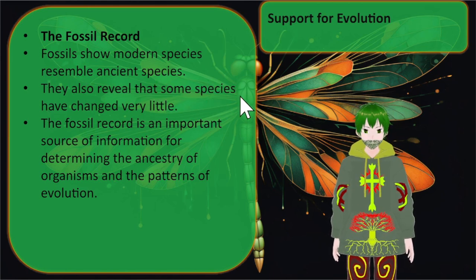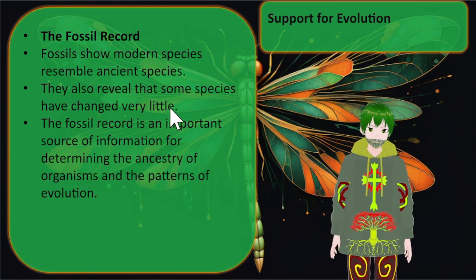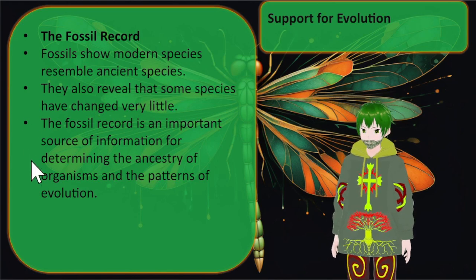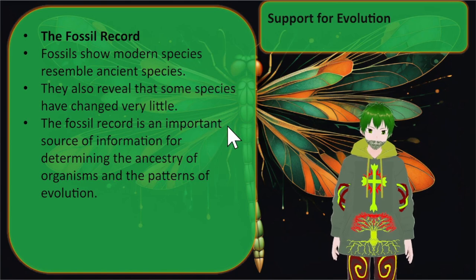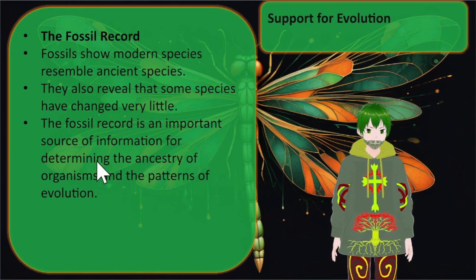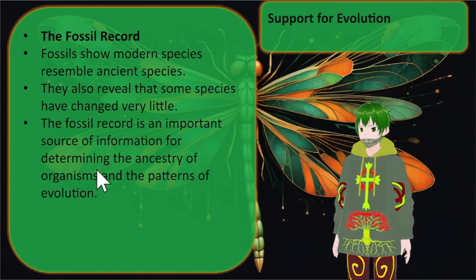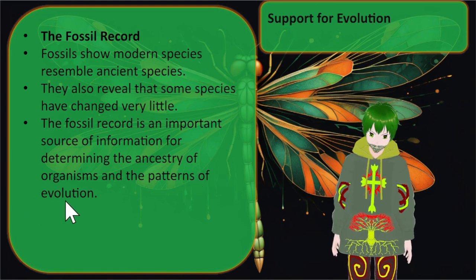They reveal that some species have changed very little, like the comb jellyfish, and some have changed tremendously, or at least we think so. And the fossil record is an important source of information for determining ancestry in the distant past.